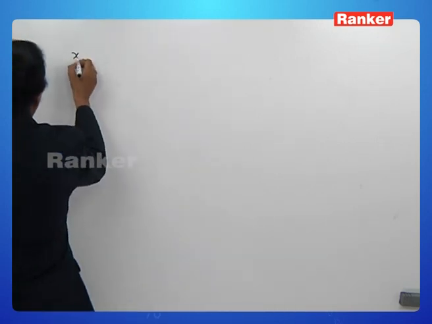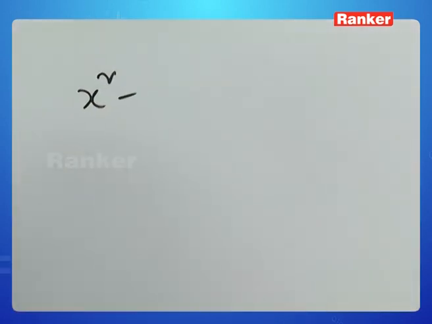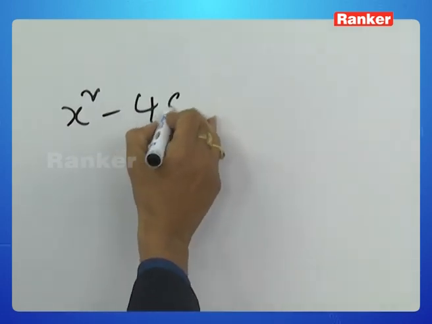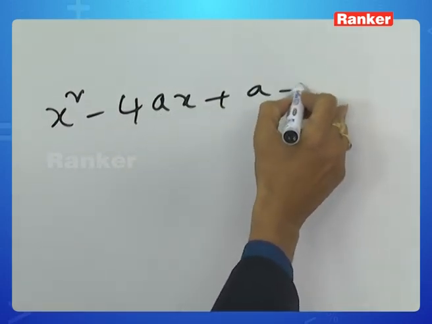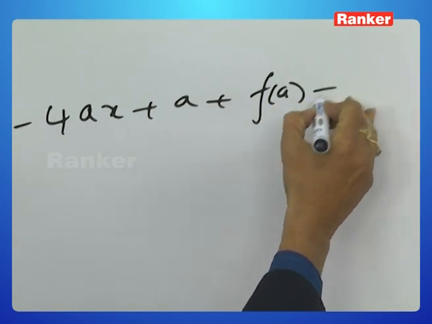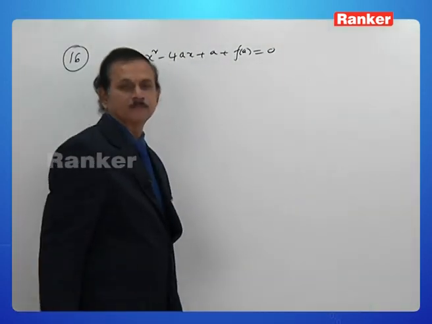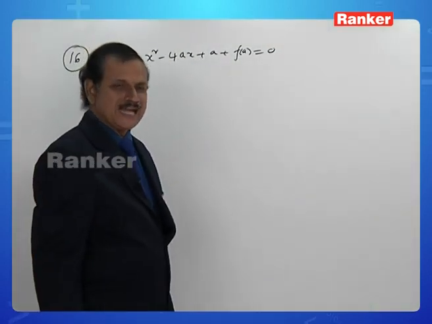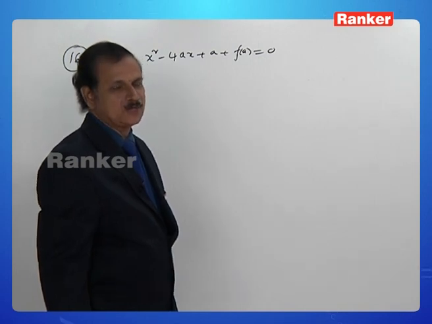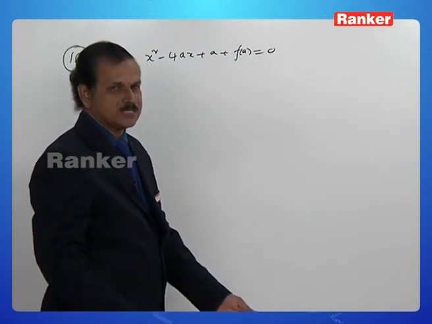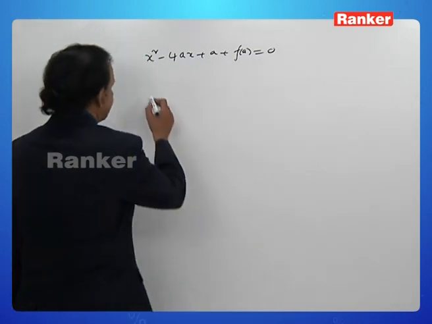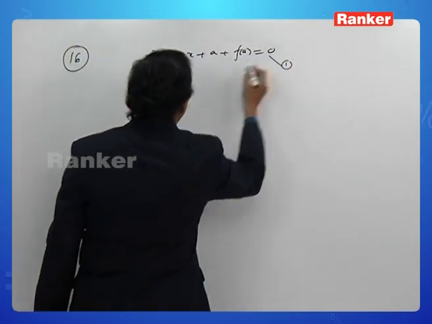x square minus 4ax plus a plus f of a is equal to 0. One root is 3 times that of the other, so the roots will be in the ratio 1:3. Let me call this equation 1.